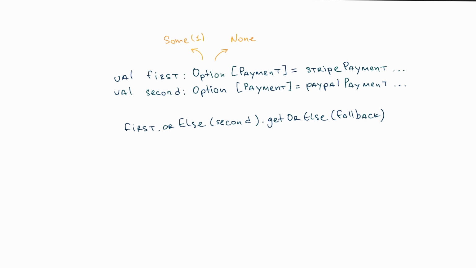For example, if we have the first payment via Stripe, and then the second payment via PayPal, either of them can be optional, either of them can be nothing. We can do first orElse second, and then we can add some fallback or default value with getOrElse. So if the first one is some payment, then we're just going to return the Stripe payment. If the first one is None, there is no Stripe payment, then we try the second. And then depending on whether there is one or not, we go to the default or not. It is a chain. We chain a few things until we get some payment, right?